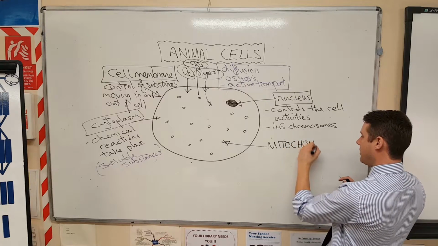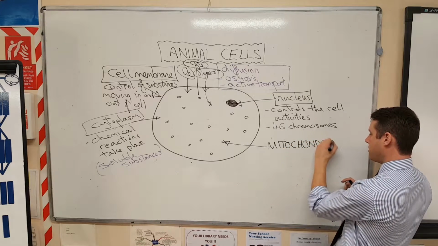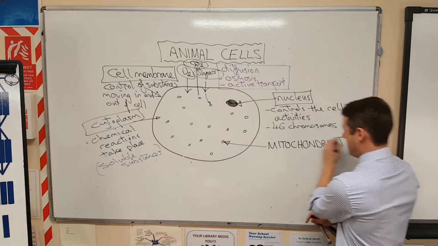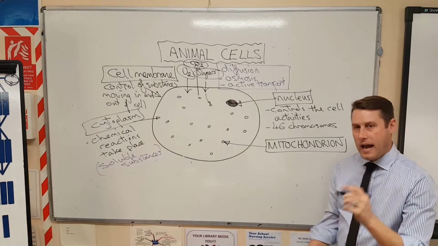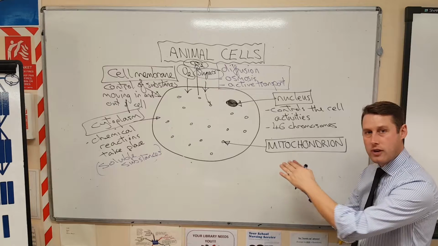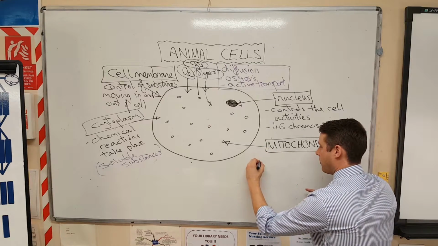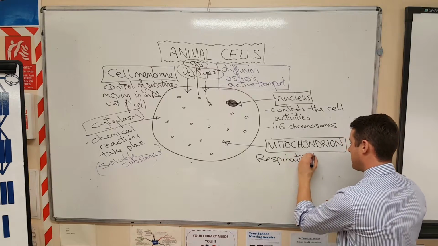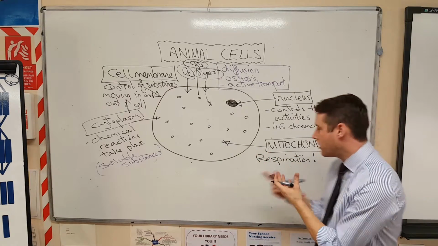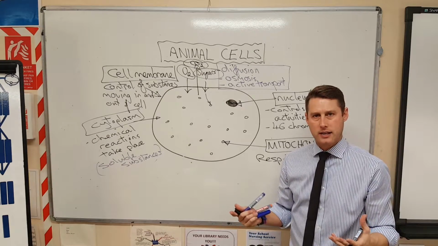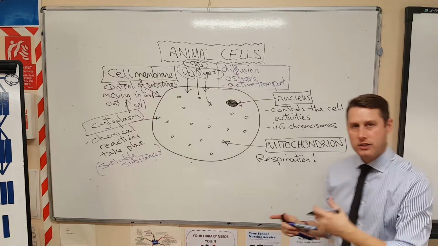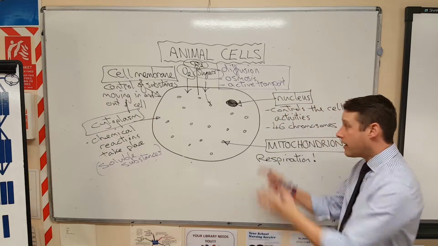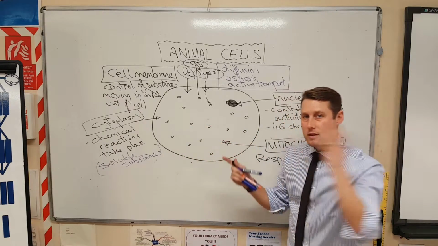Mitochondria. Now this is only one, so I'm going to call it a mitochondrion. And you've got to link mitochondria with respiration. And there's an exclamation mark there because the two words have to be just rolling off the tongue together. You get asked about respiration, you think mitochondria. You get asked about mitochondria in a cell, you think respiration.